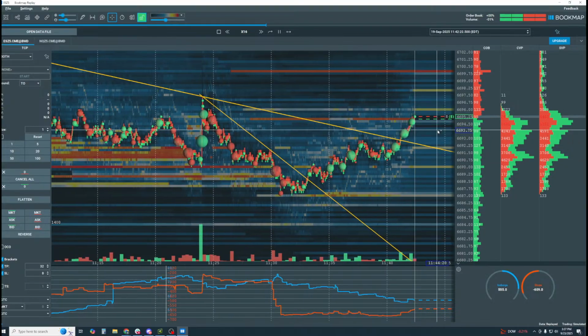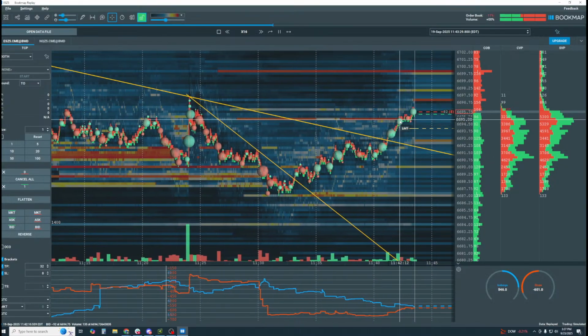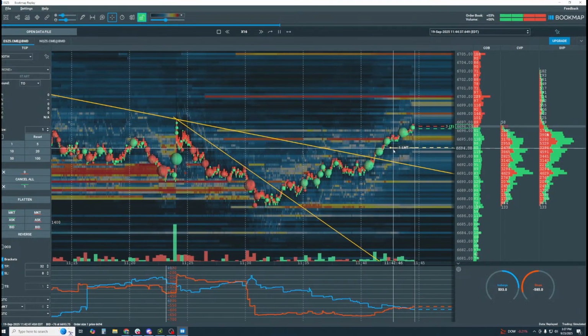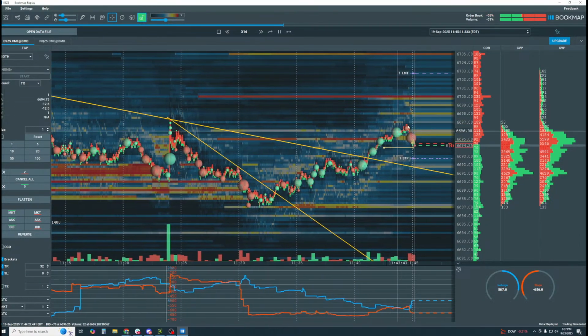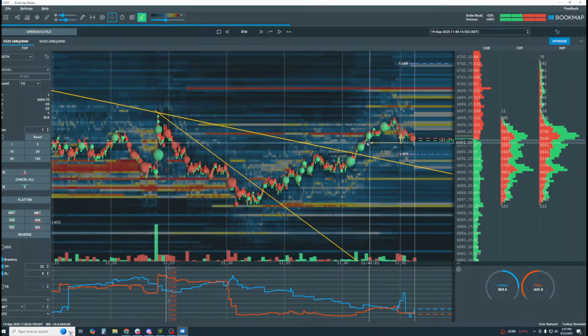Okay, so let's see if we get a pullback here. I'm going to look for a pullback, if we just traded high liquidity here. Okay, I'm not getting it. I might have to chase a little bit. Okay, so there I go. So I brought it up to this level here, and this is how I traded it. I looked for this liquidity here. It traded. I'm looking now for a pullback to that liquidity.